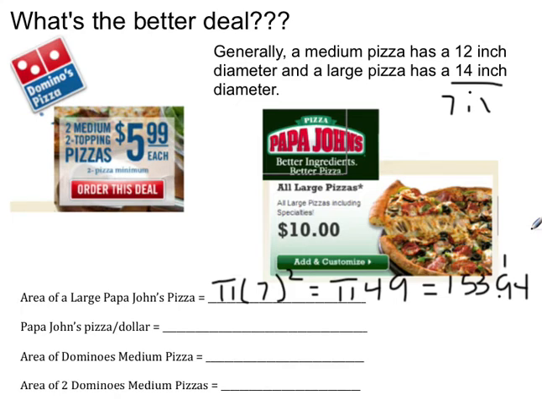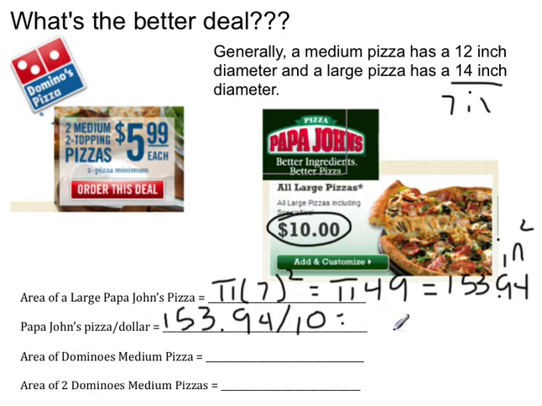So we want to figure out the Papa John's pizza per dollar. So how much pizza do you get per dollar? So we're going to take our area, which is 153.94, and we're going to divide it by the cost of a large pizza, which on here is $10. So we're going to divide it by 10, and you end up getting 15.39 inches per dollar. So you're getting 15.39 inches of pizza for every dollar that you spend.